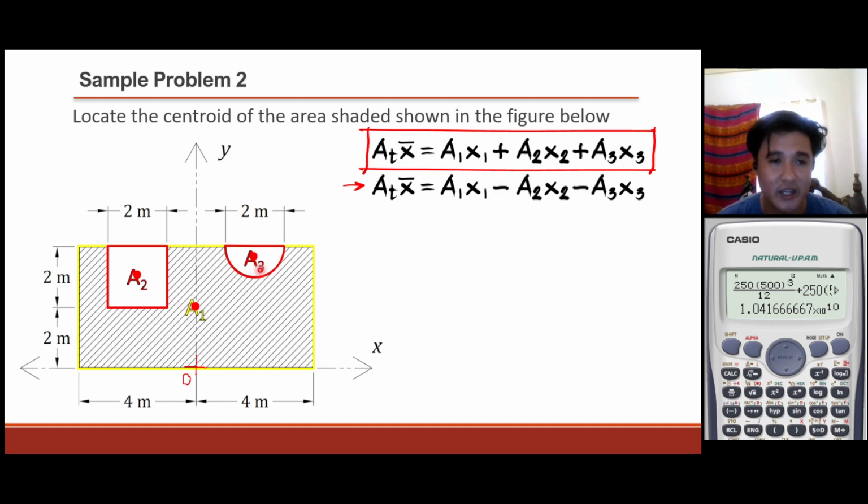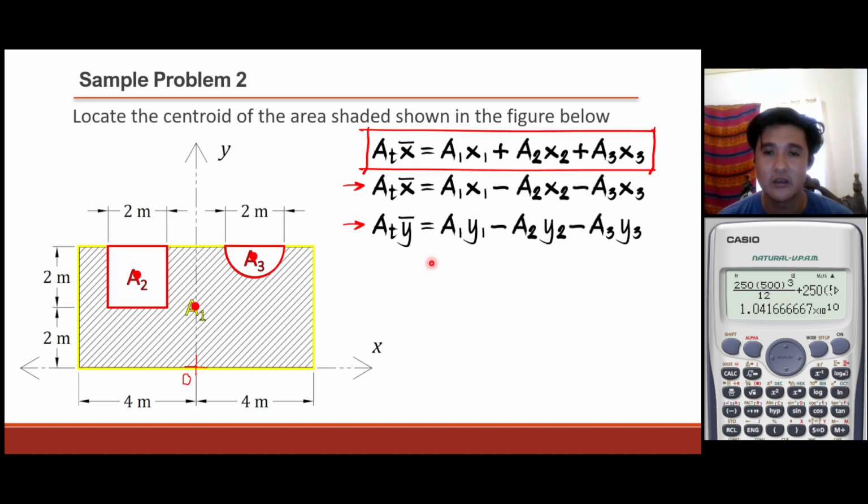Okay? So, in this case, yung area 1 natin, yan yung original shape natin. Tapos, bubutasan natin ng A2 tsaka A3. Kaya yung A2 natin naka-negative, A3 natin ay naka-negative, para maging tama yung makuha natin sagot. Okay? At ganoon din yung gagawin natin for getting the y distance ng ating centroid. Okay? So, A1 Y1 minus A2 Y2 minus A3 Y3.